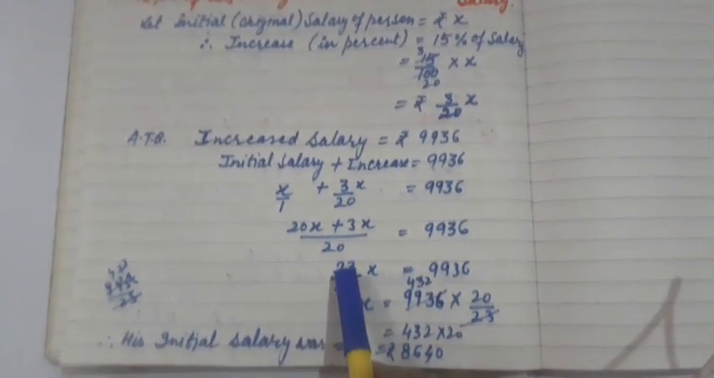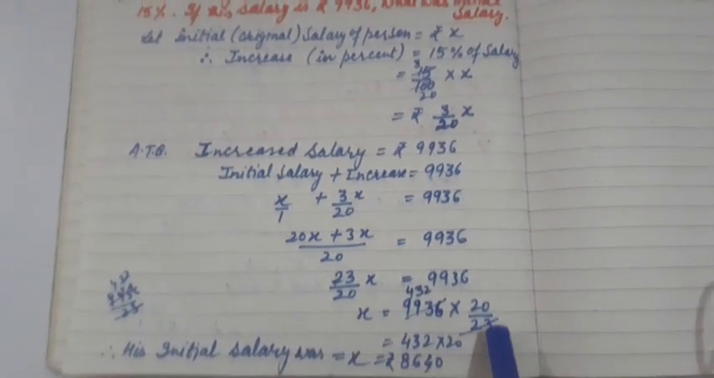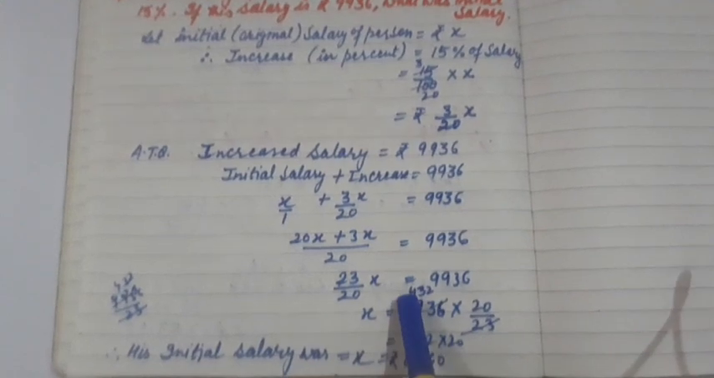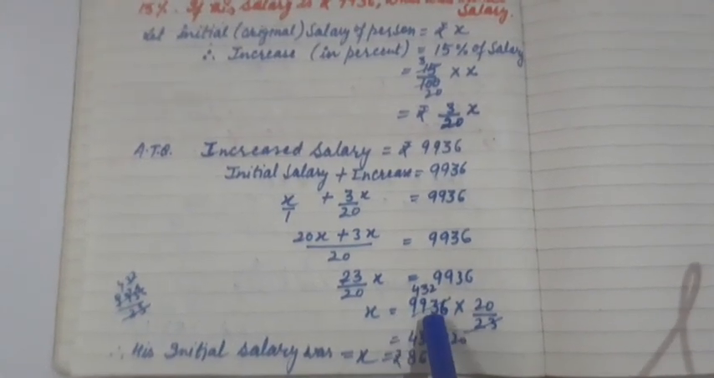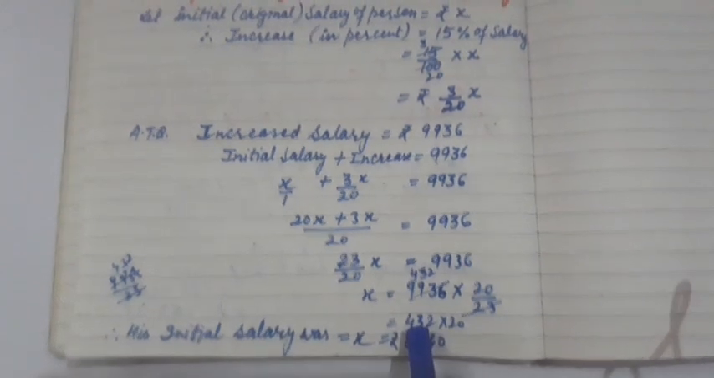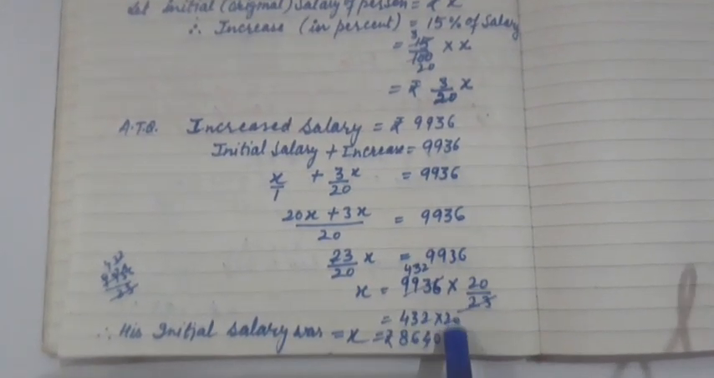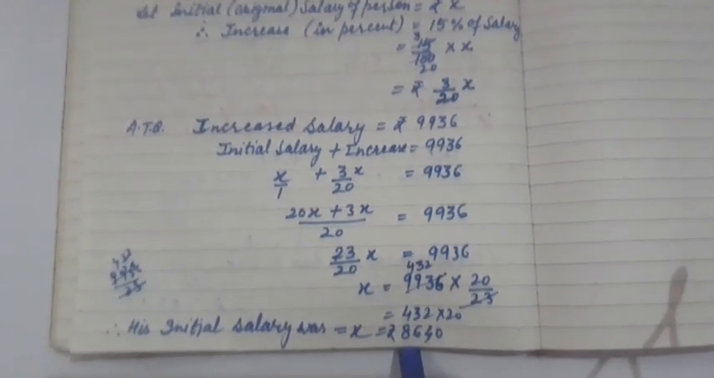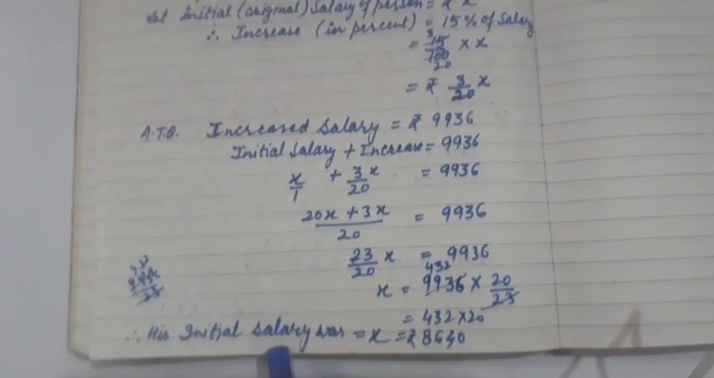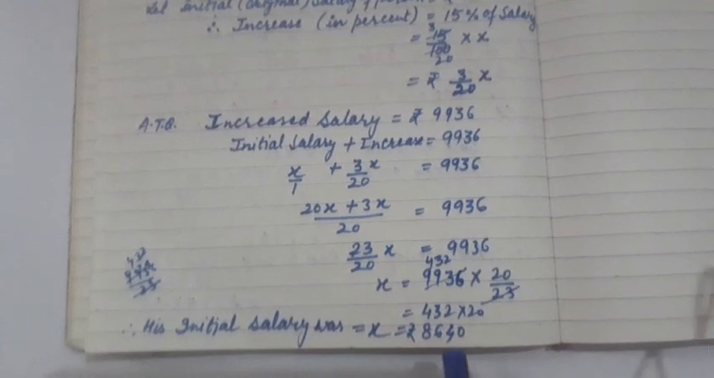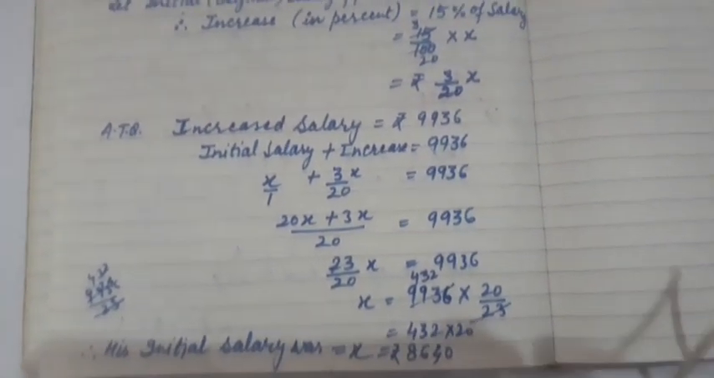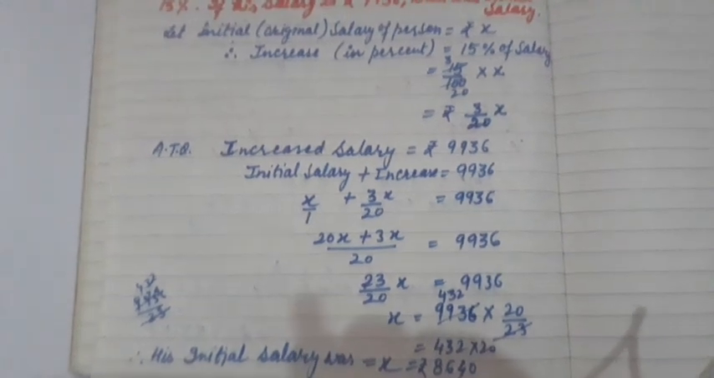It is the reciprocal of 23 upon 20, that is 20 upon 23. Then 23 times 432 is 9936. So it becomes 432 into 20, which is equal to 8640. Therefore his initial salary was 8640.